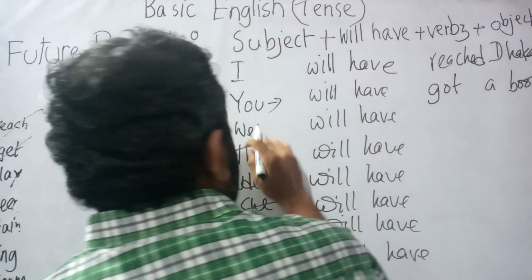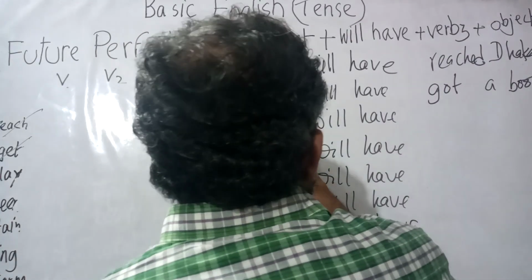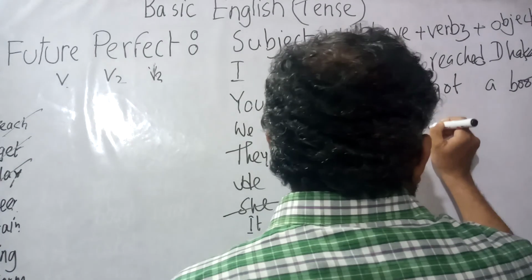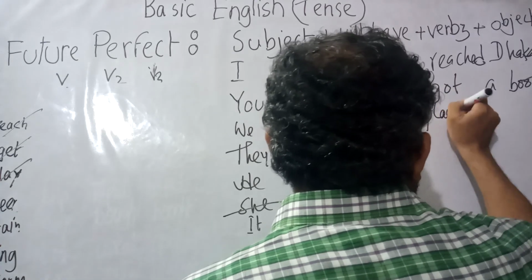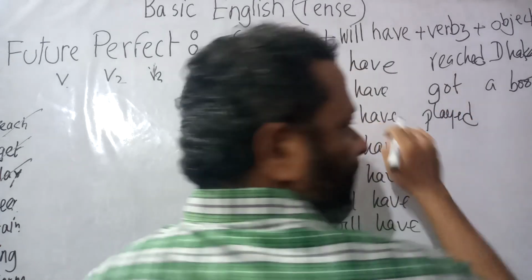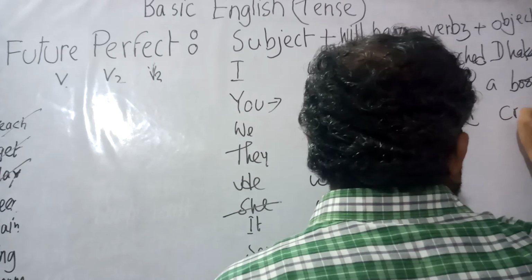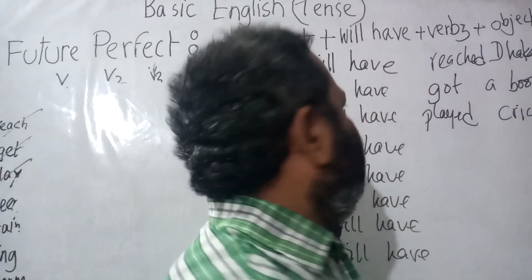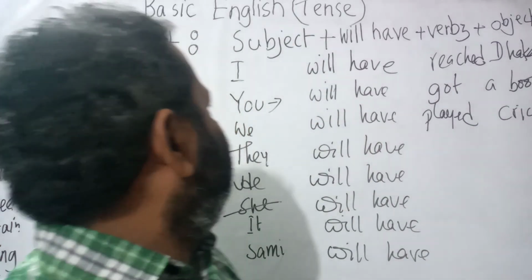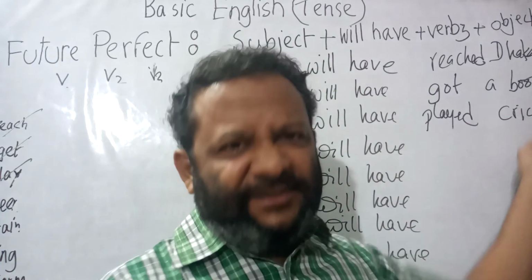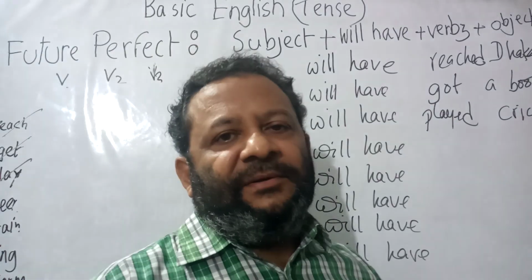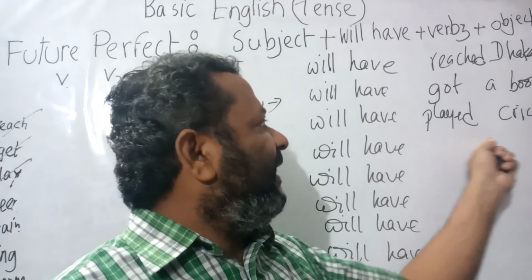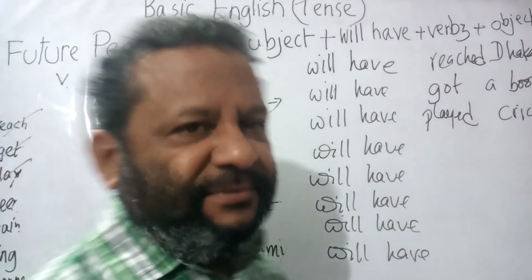Now let us consider the subject we. We will have play. The verb 3 form of play will be played. We will have played cricket. Now instead of cricket, we can easily write football. We will have played chess, is another kind of game. We will have played ace, another kind of game.